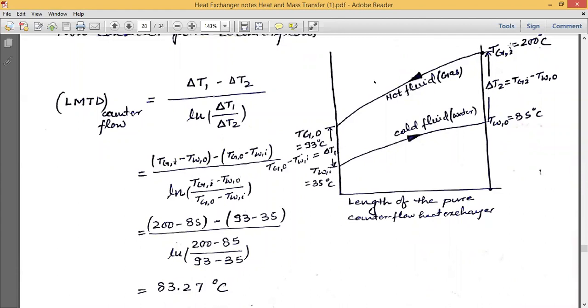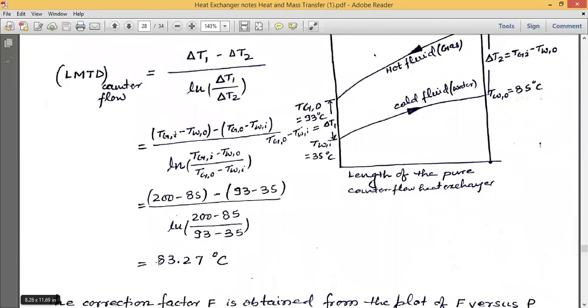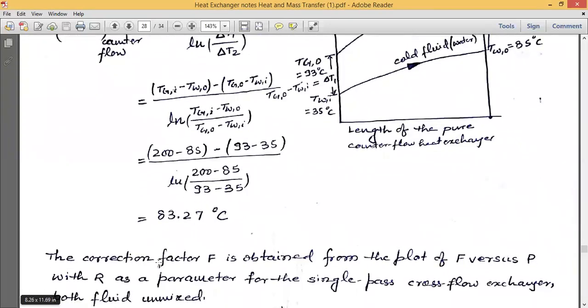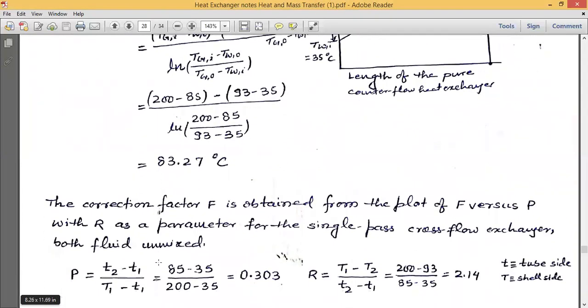So what will be the delta T1? Tgi minus Two, that is 200 minus 85, minus delta T2, which is 93 minus 35, divided by ln delta T2 upon delta T1. We have used the second formula. Likewise, since all four temperatures are given, you can calculate and come to know the LMTD for the counter flow. Now we need to determine the correction factor in order to get the LMTD value for mixed flow. So what will be the correction factor for this?